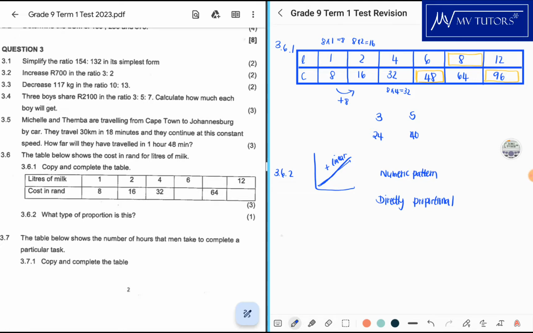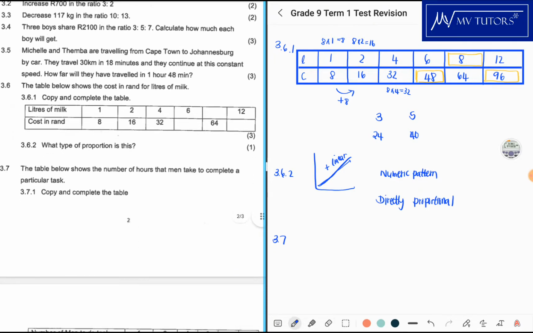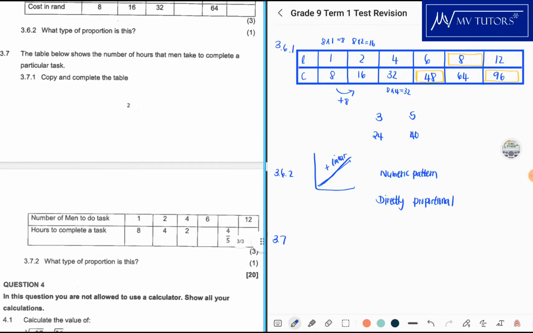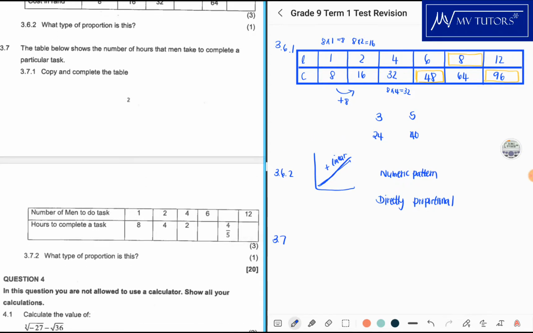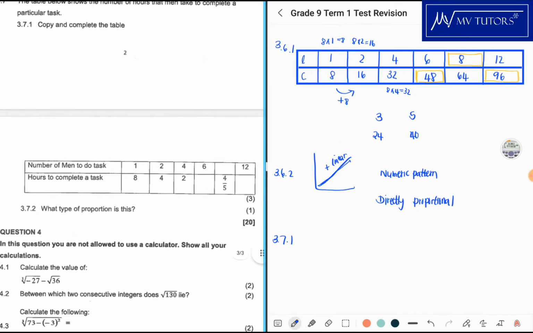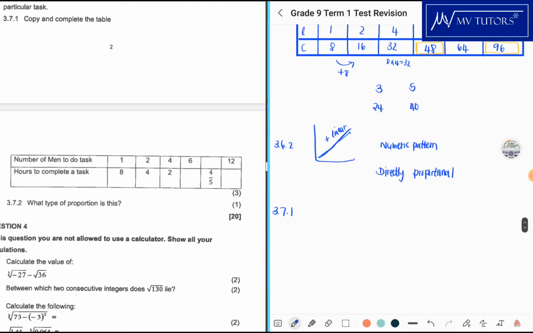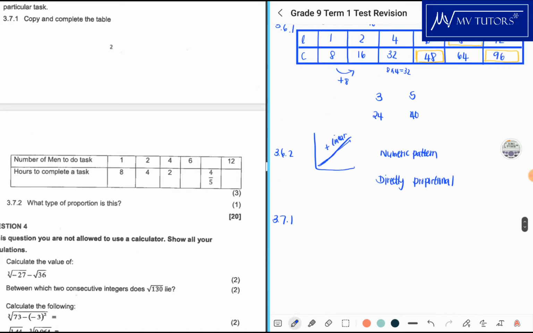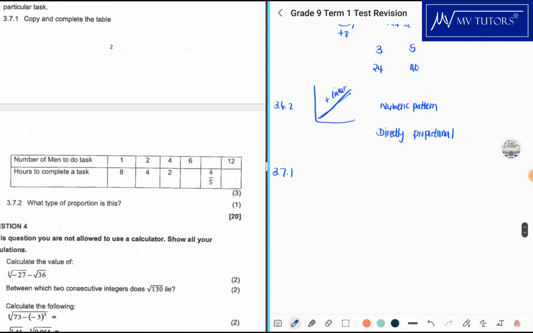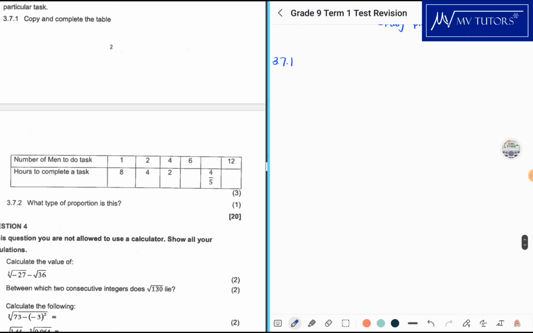Now, 3.7. It says the table below shows the number of hours that men take to complete a particular task. So 3.7.1, copy and complete the table. What can we notice here? We notice that as the number of men increases, the hours to complete the task decreases. If they ask about proportion, which they do in 3.7.2, it's inversely proportional. But anyway, let's draw the table and fill it up.